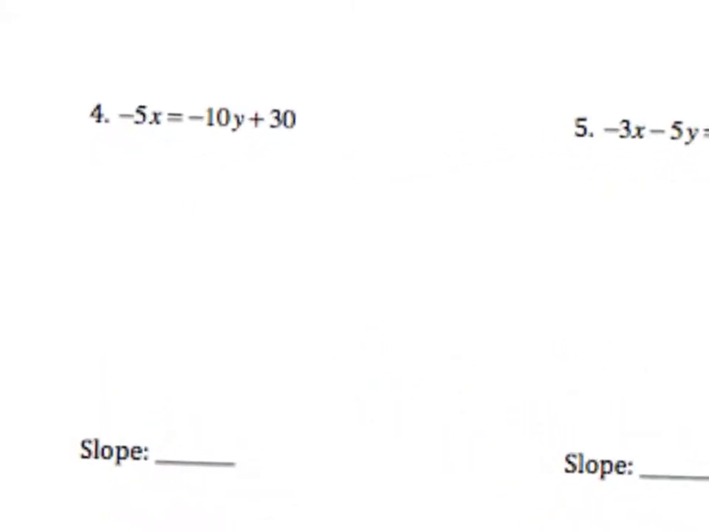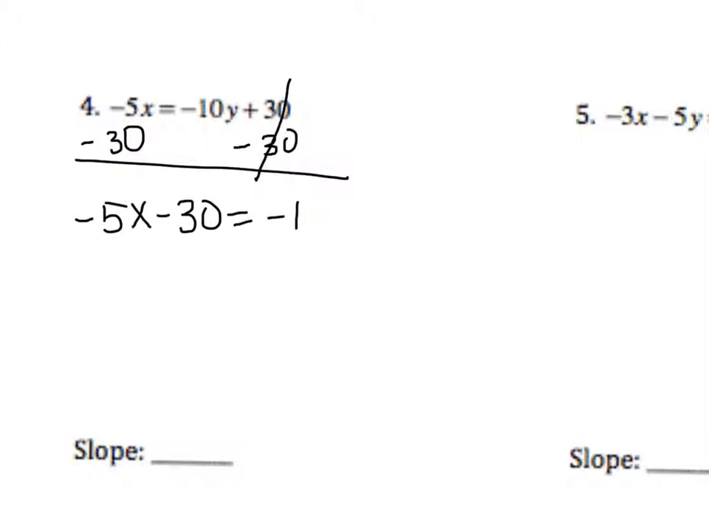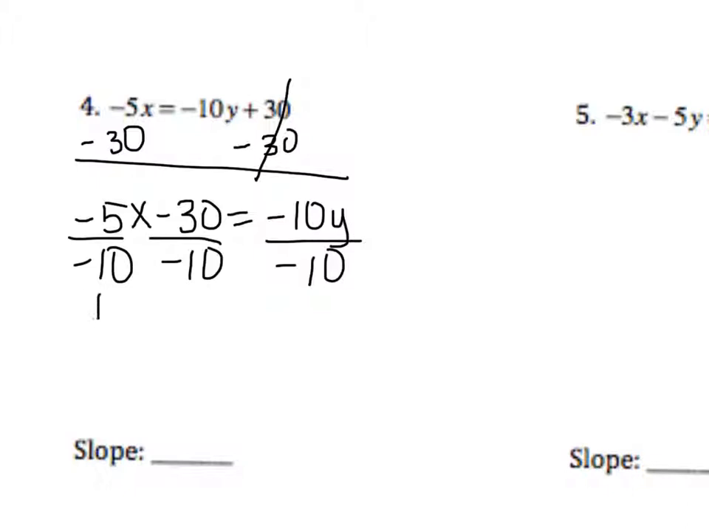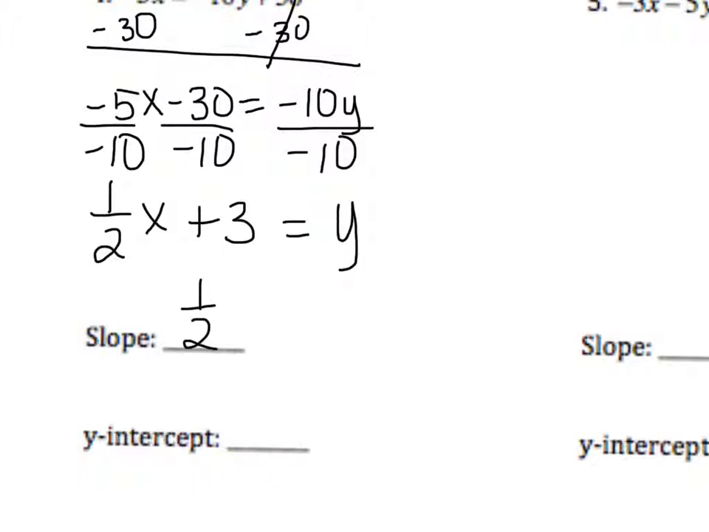So I'm going to go ahead and go through 4. So I want to get y by itself, so I need to get the 30 away so it becomes 0. So again, left side does not have like terms, so I get negative 5x minus 30 equals negative 10y. I'm going to divide everything by negative 10. Negative 5 divided by negative 10 is a positive 1/2. Negative 30 divided by negative 10 is positive 3. And I just have a y left over. So the slope here is going to be 1/2. Y-intercept is going to be 3, or the point 0, 3.